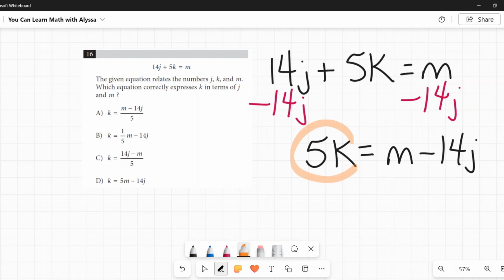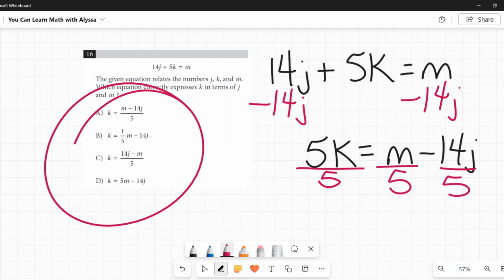Then the next thing that's happened to k is it was multiplied by 5. To do the opposite of that, I need to divide by 5. So I'm going to divide this by 5. On the right, I can write it as the whole thing divided by 5, or you can also write it as both of those individually divided by 5. Looking over at my answers, I do not see anything that's like that. I see things that are over 5. I see this one, which looks like maybe it was divided by 5 and simplified, but I have to look at it a little more closely.